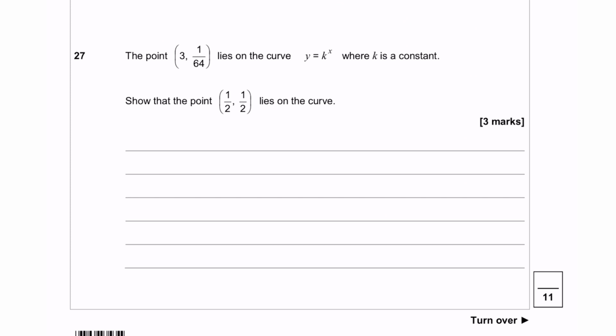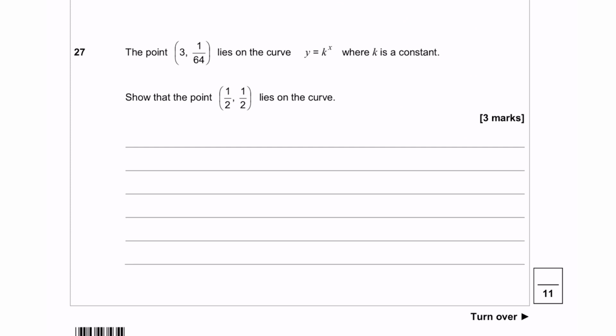Question 27. The point lies on the curve, where k is a constant. Show that it does. So first we want to find k, exactly like we did when we were doing the proportion question. I'm going to substitute some numbers in. So we know y is 1 over 64, and that equals k to the power of 3.